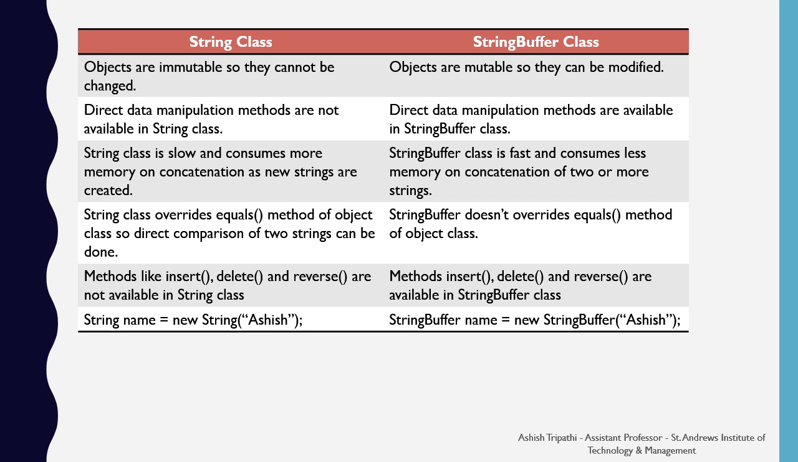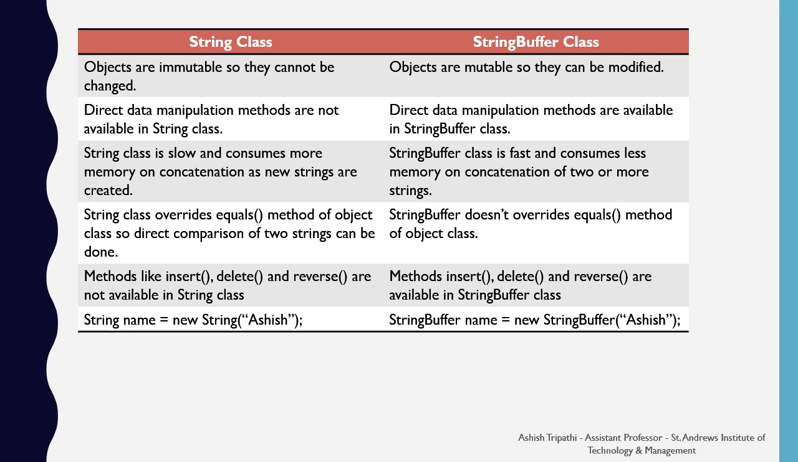A String class is slow and consumes more memory on concatenation as new strings are created having a new reference, whereas a StringBuffer class is fast and consumes less memory on concatenation of two or more strings. A String class overrides the equals method of the Object class so that direct comparison of two string objects can be done. A StringBuffer class doesn't override the equals method of the Object class. Methods like insert, delete, and reverse are not available in the String class, while they are available in the StringBuffer class.